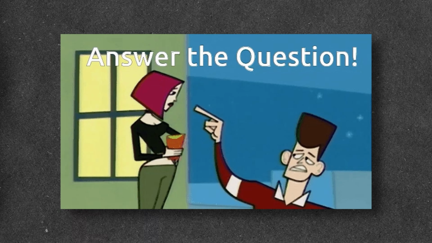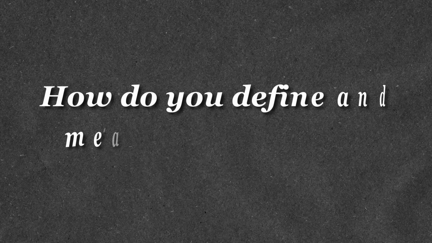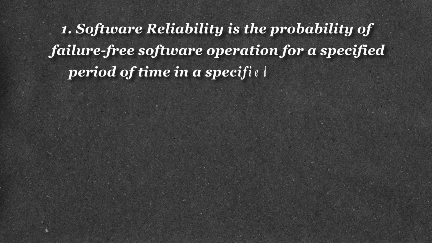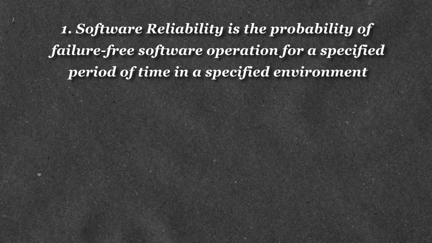It's kind of like a car manufacturer not setting reliability targets for a new vehicle model and simply hoping that whatever they produce is going to be reliable. It's basically impossible in manufacturing and no different in software, in my opinion. But let's conclude this video by answering our original question, which is, how do you define and measure reliability? First, reliability is the probability of failure-free software operation for a specified period of time in a specified environment.